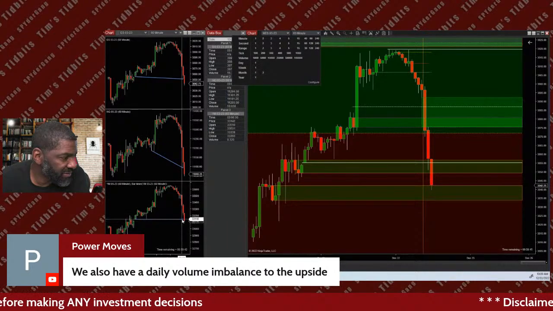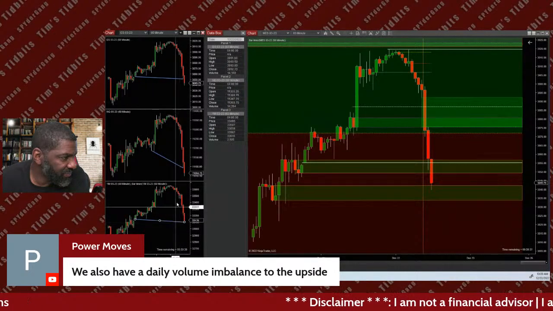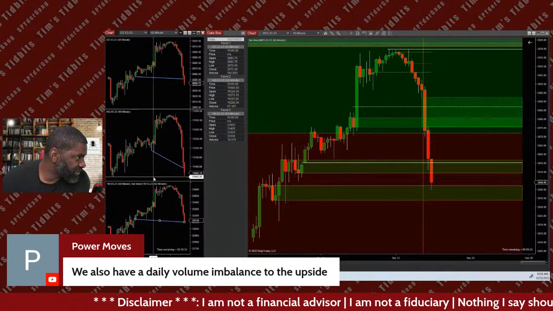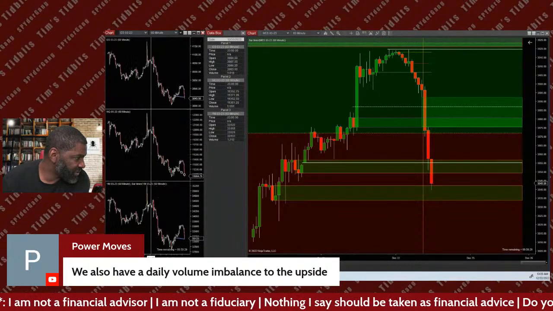Oh, the Dow took that low. The Dow took out yesterday's low. The NQ is just about to take out Tuesday's low. NQ about to make a new weekly. Was Tuesday the low?